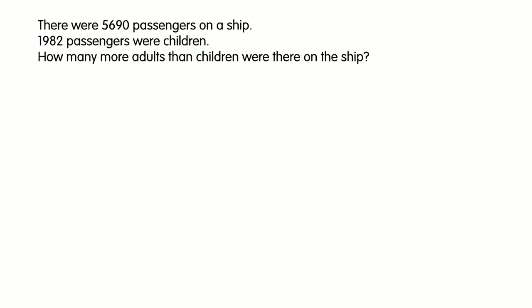Today we will focus on comparison models. Let's look at an example. There were 5,690 passengers on a ship. 1,982 passengers were children. How many more adults than children were there on the ship? Remember, we approached this problem using Polya's 4-stage problem-solving model.